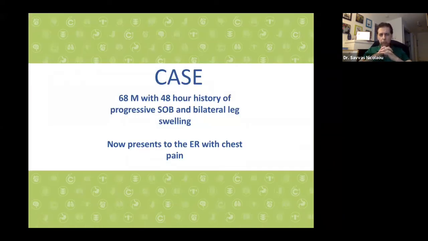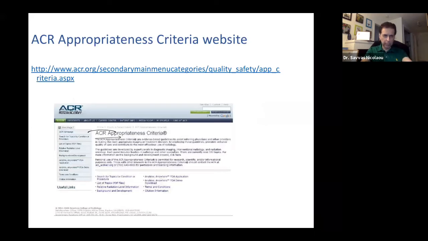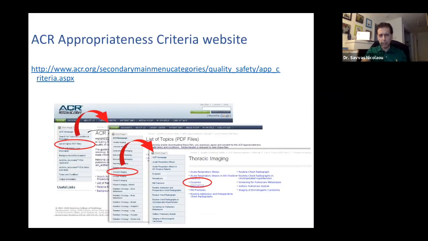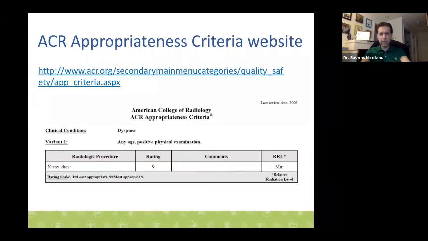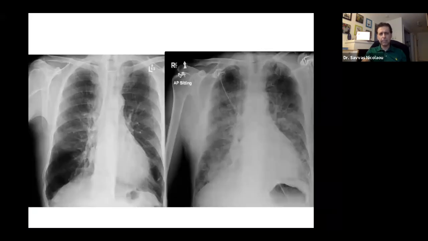60-year-old male, 48-hour history of progressive shortness of breath and bilateral leg swelling, now presents to the ER with chest pain. So you can use the ACR appropriateness criteria, open up the category thoracic, open up the symptom dyspnea, X-ray having the highest rating as an initial test. Look at the radiograph. Let's put them side by side. Normal radiograph, abnormal radiograph. What do we see?